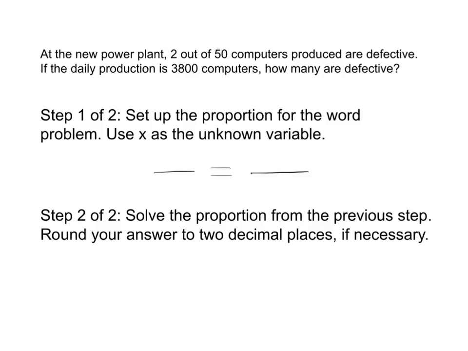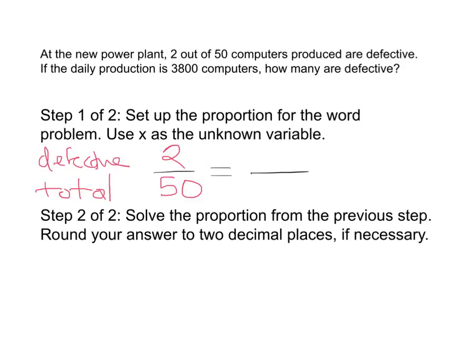Okay, next up, got basically the same thing. At a new power plant, 2 out of 50 computers produced are defective. If the daily production is 3,800 computers, how many are defective? Step 1 of 2, set up a proportion for the word problem. Use x as the unknown variable. So we're told that 2 out of 50 computers are defective. So 2 out of 50. And the 2 actually represents the defective computers, and 50 represents the total. So 2 out of the total are defective.